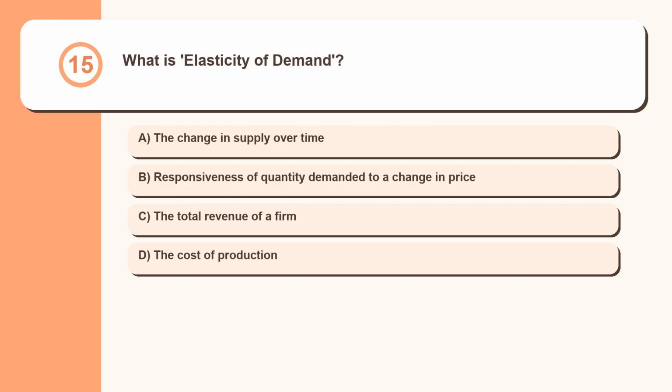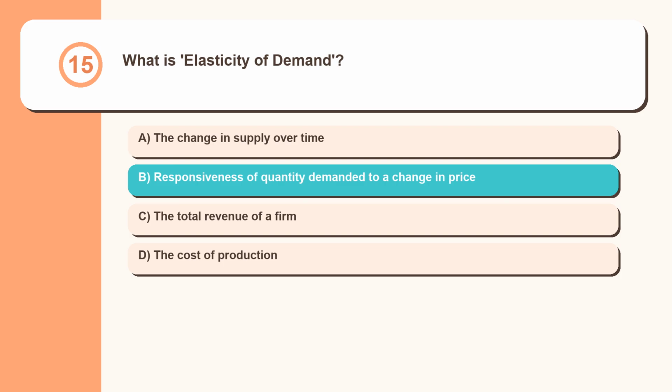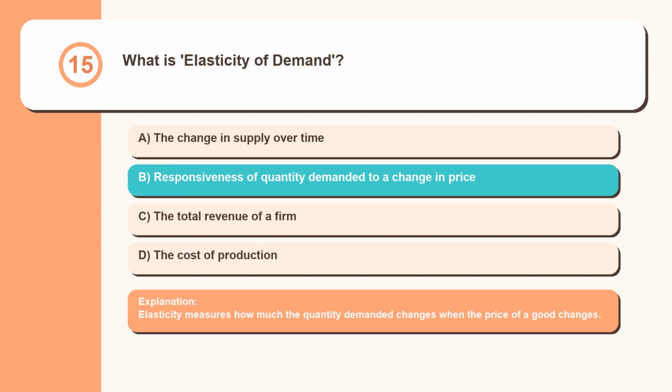Question 15. What is elasticity of demand? The change in supply over time. Responsiveness of quantity demanded to a change in price. The total revenue of a firm. The cost of production. Elasticity measures how much the quantity demanded changes when the price of a good changes.